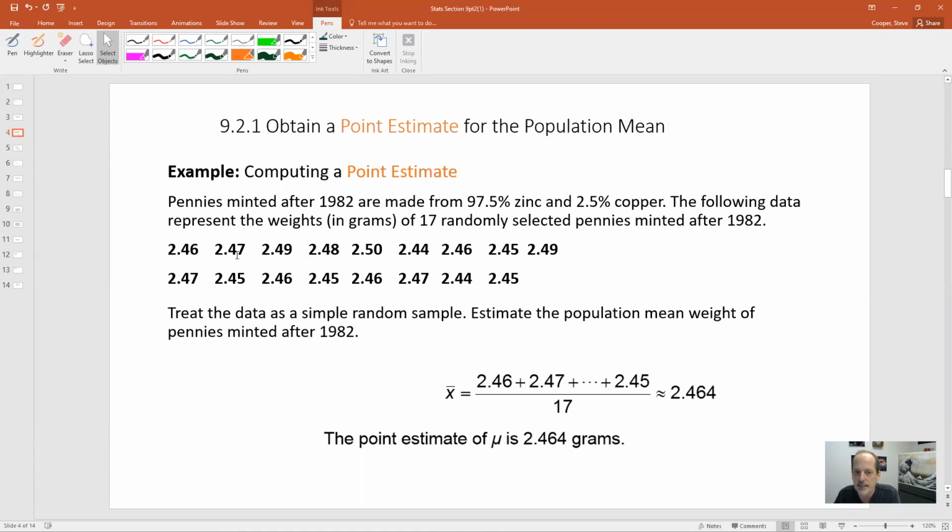If we took all these and added them up to calculate this point estimate, of course, we take each of these, add them together, and divide by how many there are. So we get an X bar from this sample of 17 of 2.464 grams. That's our point estimate of the parameter mu.